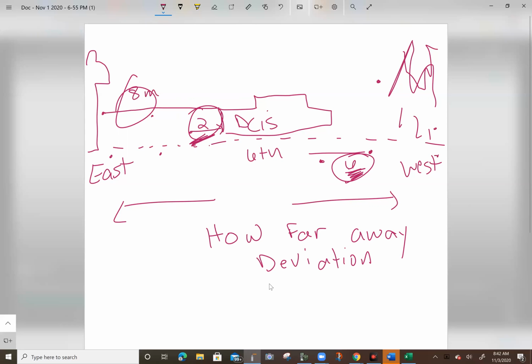Okay. And then what we do is we find the average of those deviations, and that is the standard deviation. I hope I'm spelling that right. Okay, so the deviation is how far away each student lives. The standard deviation is the average of all of those numbers. Okay, so that's what we're talking about.